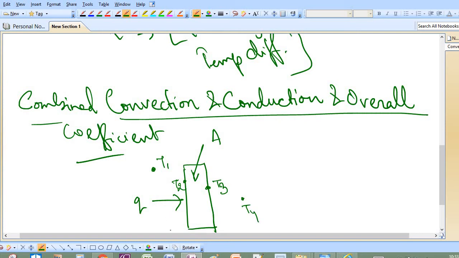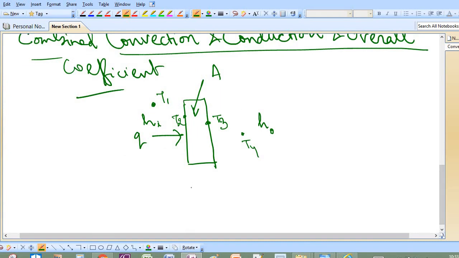Now the fluid, as we know, we are having HI on the left hand side, the convective heat transfer coefficient of the fluid on the left hand side, and on the right hand side we are having HO. We are having the thickness of the plane wall as del XA. This is our del XA.